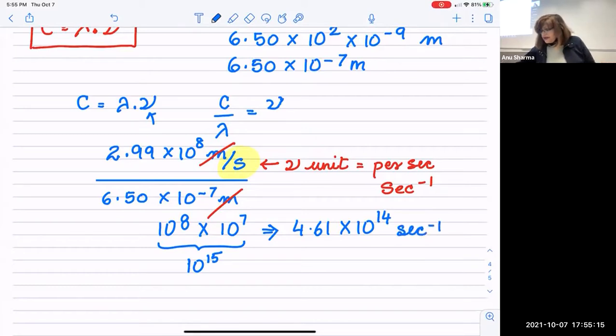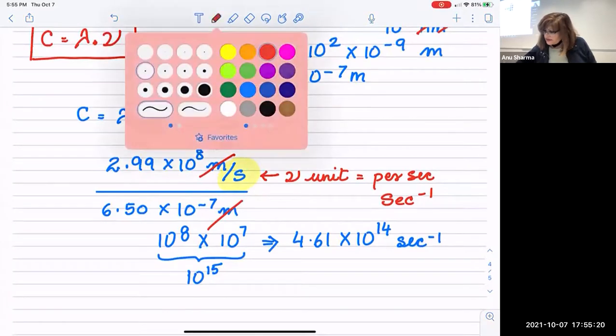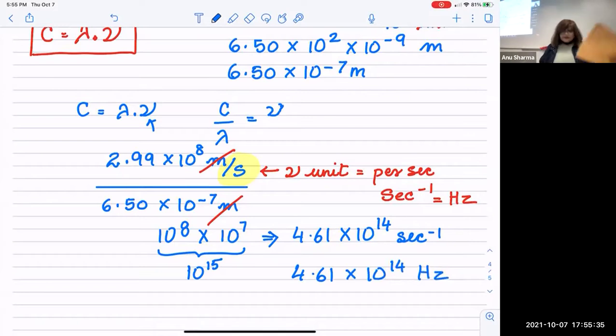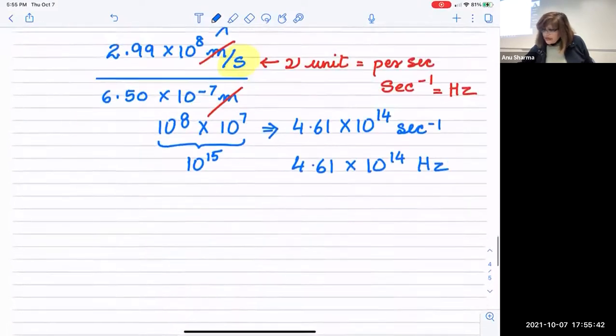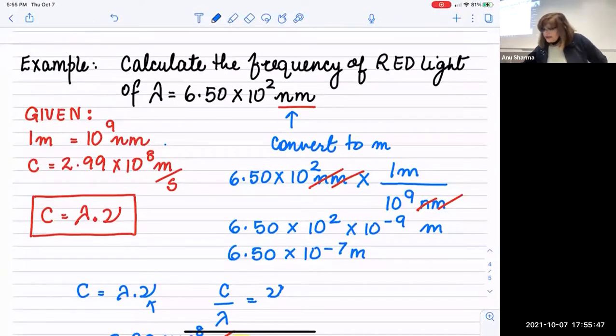And remember that seconds inverse also means hertz. So the second inverse is equal to 1 hertz. So if the question is asking you what the unit in hertz is, it's 4.61 times 10 to the power 14 hertz, Hz, sorry. All right. Okay, so this is one formula and the concept regarding that. So we came to know the relationship that the energy has with the wavelength and the frequencies.